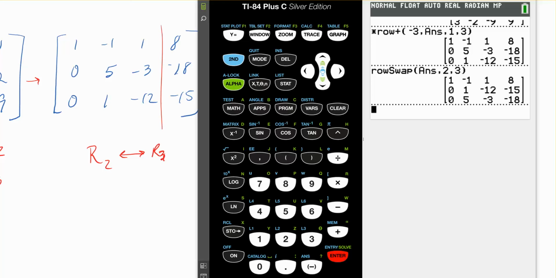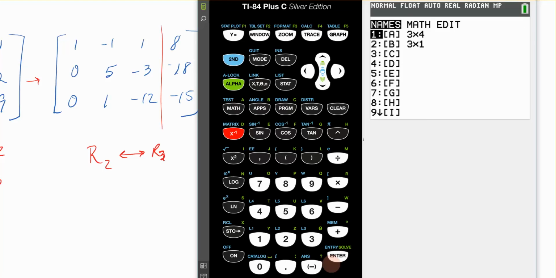Now at this point, I still have several more lines of operations to perform in my calculator. And if I mess up on any of these commands like I almost did a minute ago, I can't refer back to my previous answer in the calculator. So if you want to save your work at this point, we can store this matrix as it is. So to do that, I'm going to do store, and where do I want to store it?